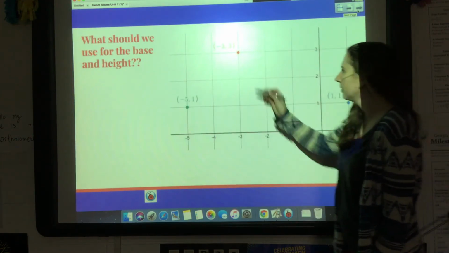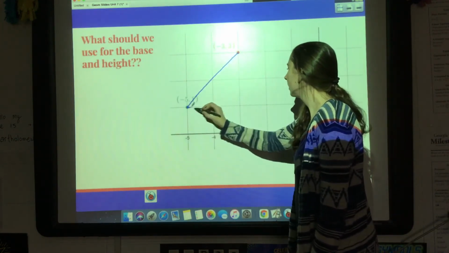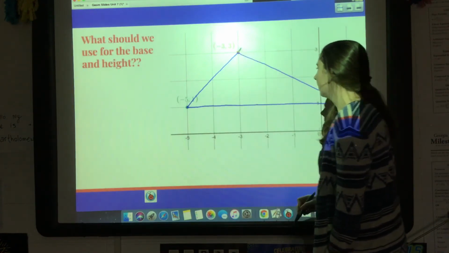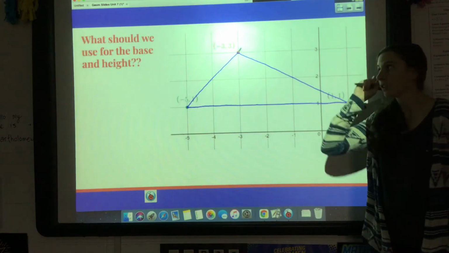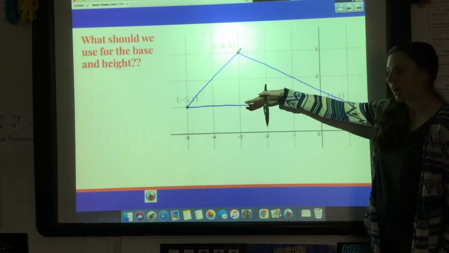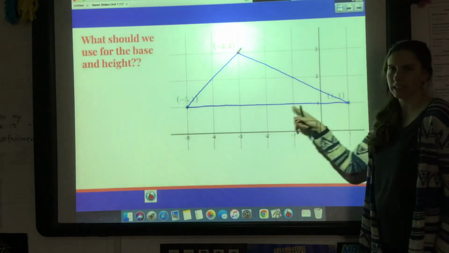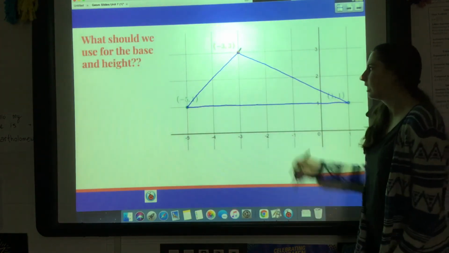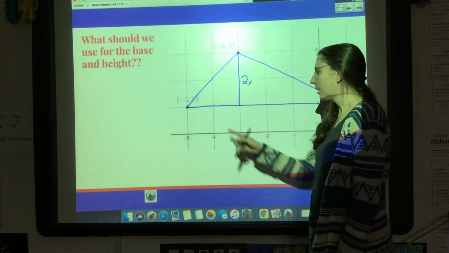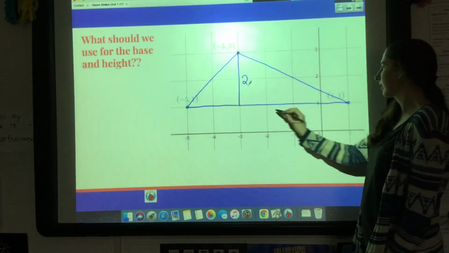Let's try another one. On this one, which would you use for the base and the height? I'm going to use this one right on the grid line as my base, again, because the grid line's easier to count, and that would make this the height. So the height would be 2, the base would be 1, 2, 3, 4, 5, 6.